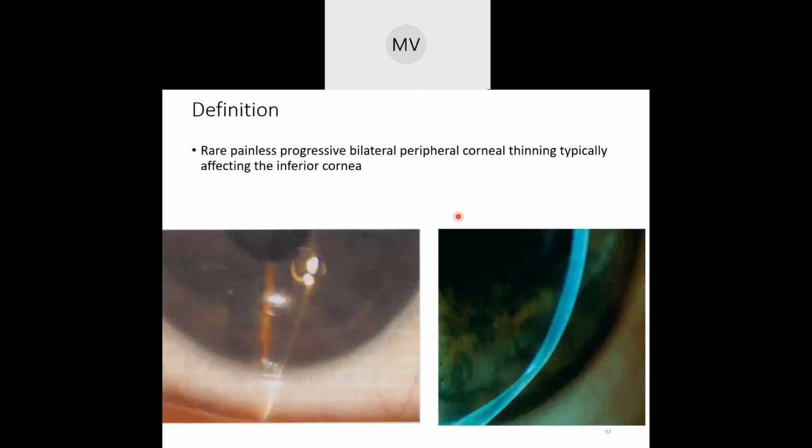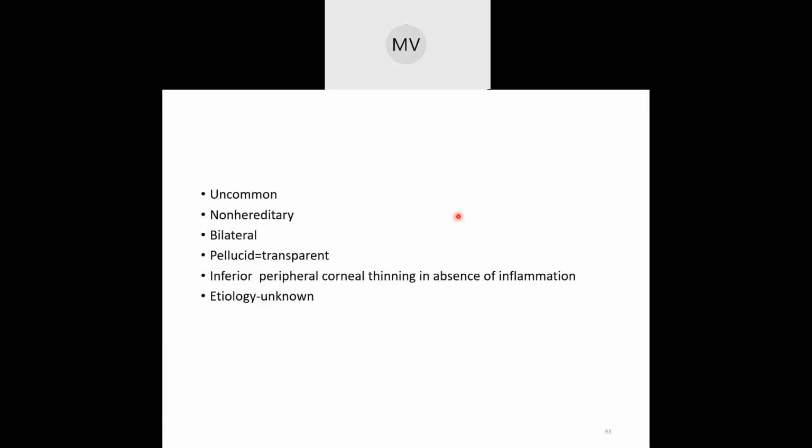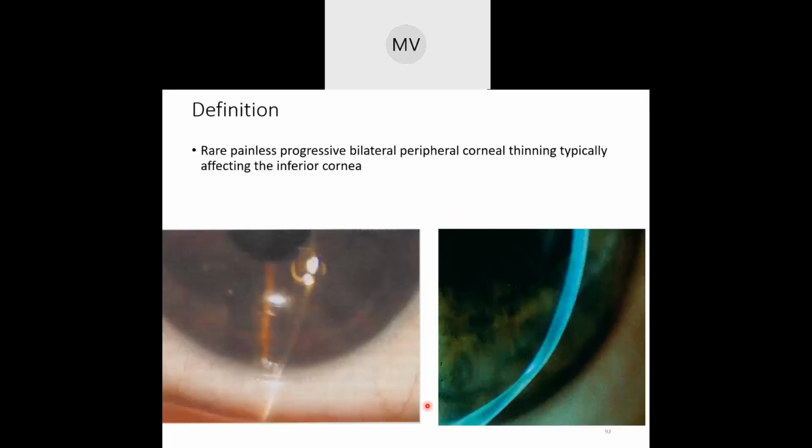Then pellucid marginal degeneration. So the definition will be a rare, painless, progressive, bilateral peripheral corneal thinning, typically affecting the inferior cornea. So in the picture, the central cornea will appear comparatively normal, and we will be able to see the thinning, which is approximately 2 millimeters from the limbus inward.